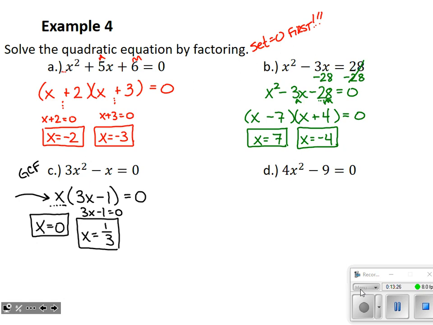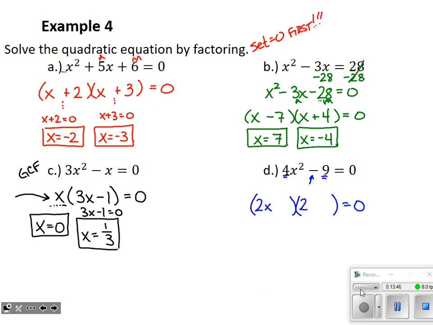And finally, letter D. I see two terms, so I'm not going to use magic numbers for this one. I do not see a GCF that I can take out. So what about difference of perfect squares? 4 is a perfect square number, as is 9, and we're subtracting in the middle. Let's factor this as a difference of squares.